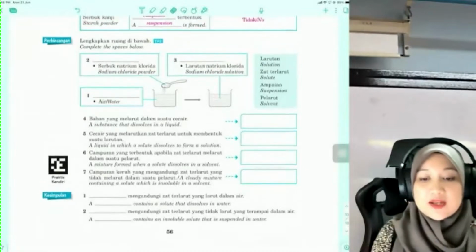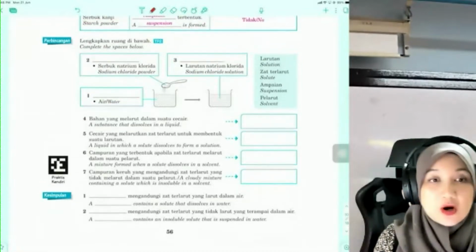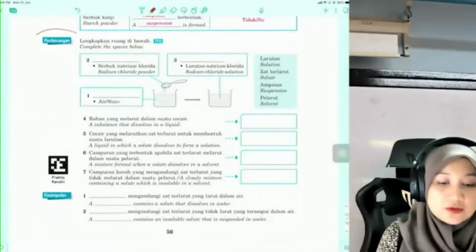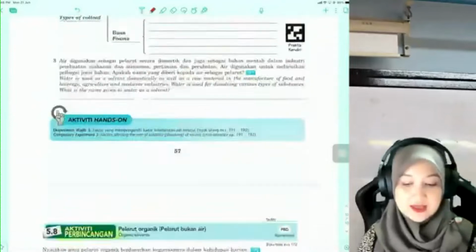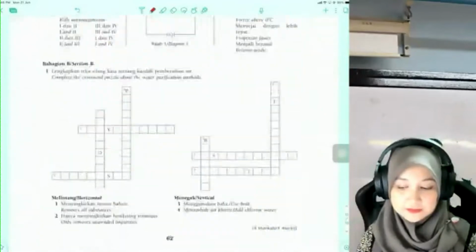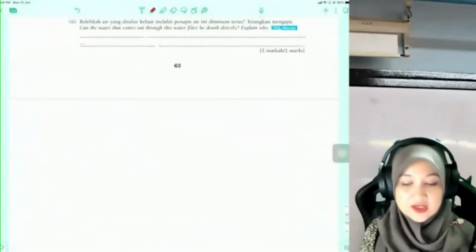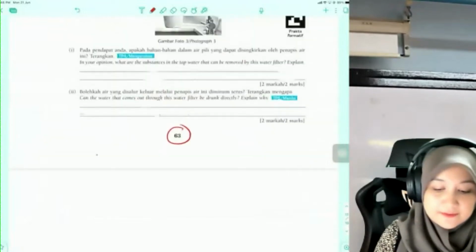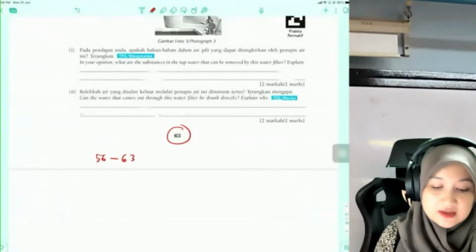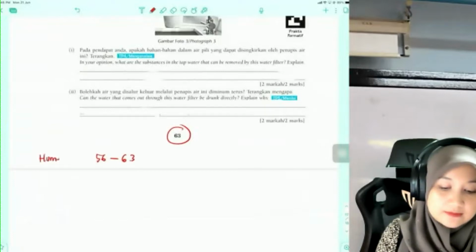So what is your homework, guys? You have to do this. Page 56 until the end of the chapter, until page 63. So 56 until 63. This is your homework for today.